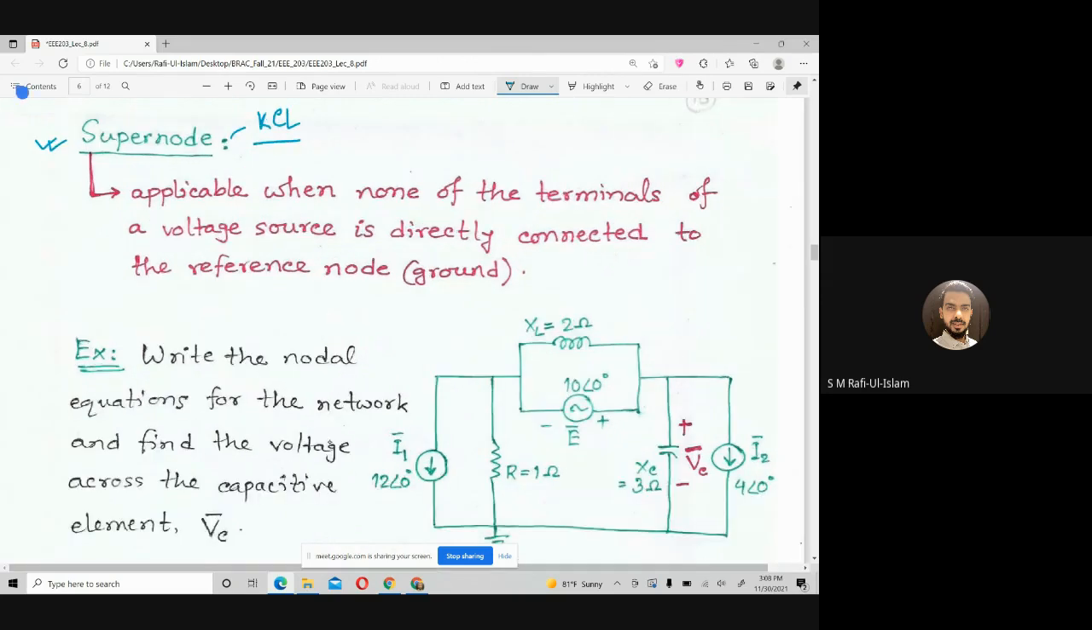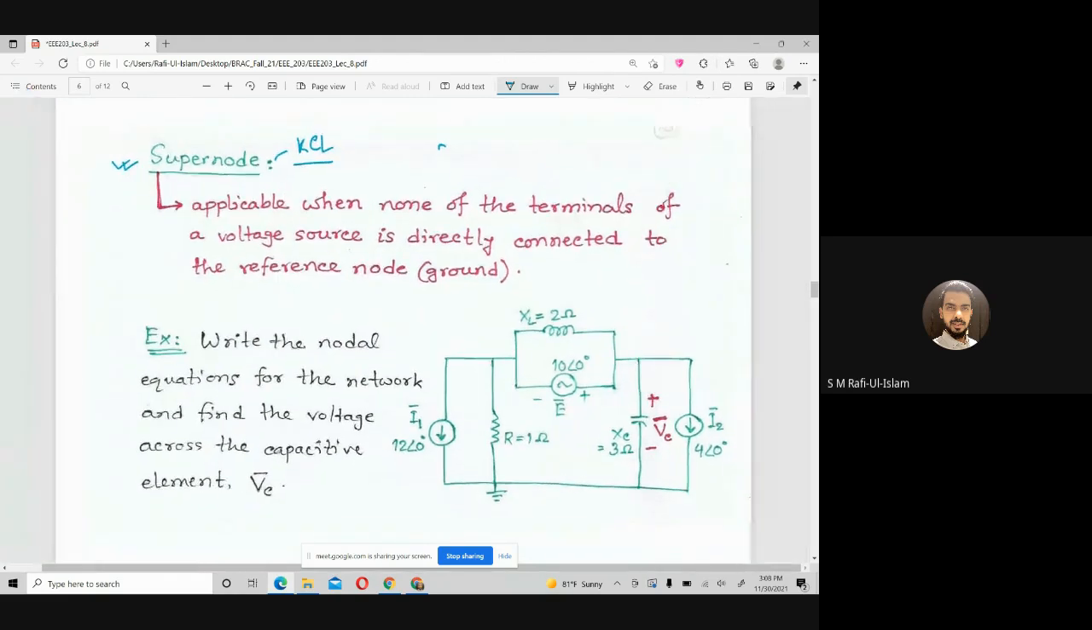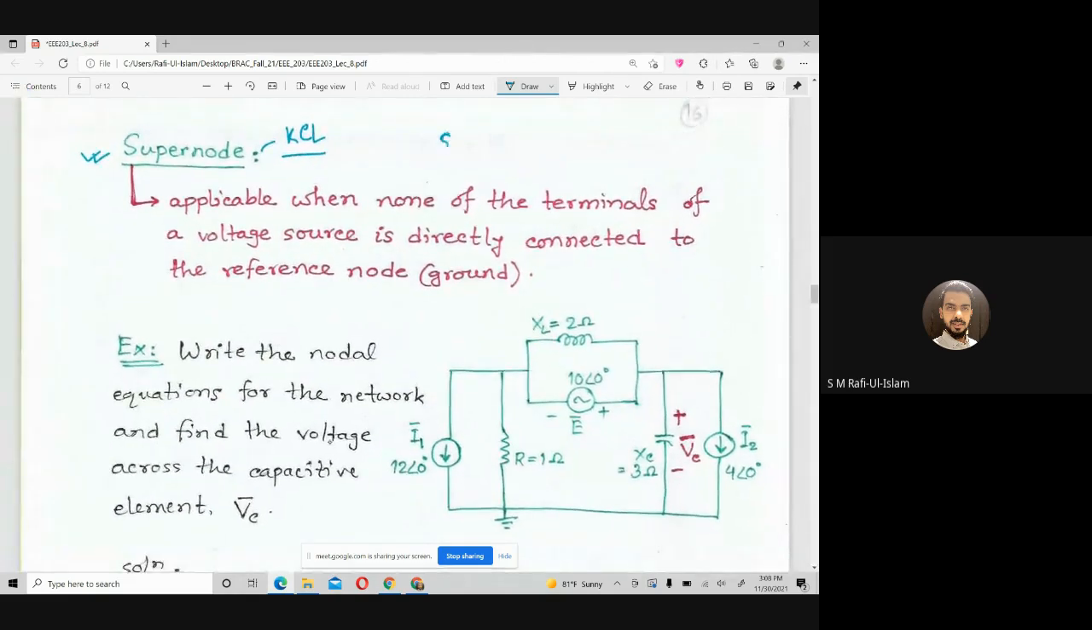There is another term called super loop. So super loop is related to KVL. Super mesh, yes, no problem. Both are the same terminology. So super node is related to KCL or node analysis, whereas super loop or super mesh is related to Kirchhoff's voltage law, or KVL.